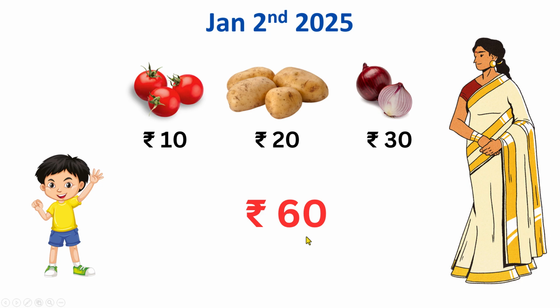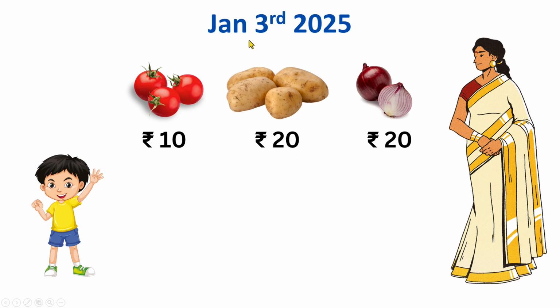Next, on January 3rd, your mother again asks you to bring vegetables. You go to the shop and you buy the same 3 vegetables, and the price has changed today to these. Tomato today, meaning on January 3rd, costs 10 rupees per kg, potato costs 20 rupees per kg, and onion costs 20 rupees per kg.